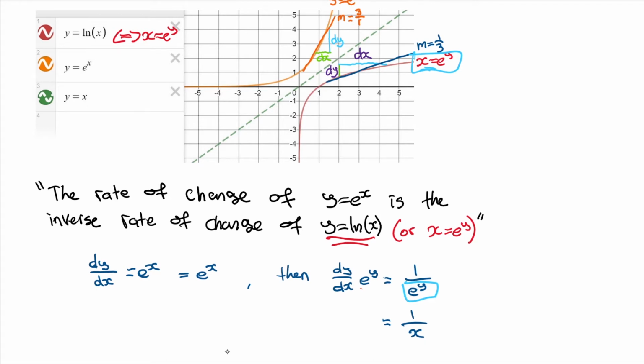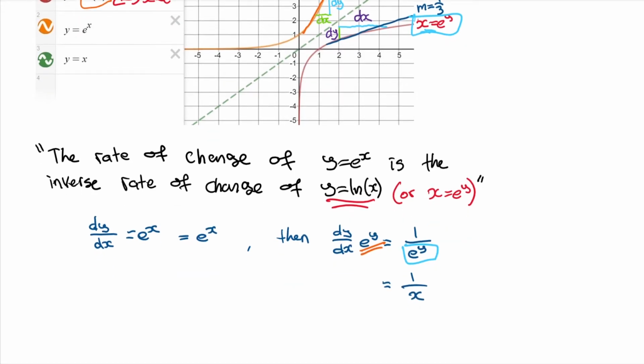And I knew that e to the power of y as a function was equivalent to the natural log of x. So I can then follow up and say, well then, dy/dx of the natural log of x is equal to 1 over x. And so this gives us exactly what we were looking for here, which is if we've got the natural log of x, we take the derivative, what we get is 1 over x.